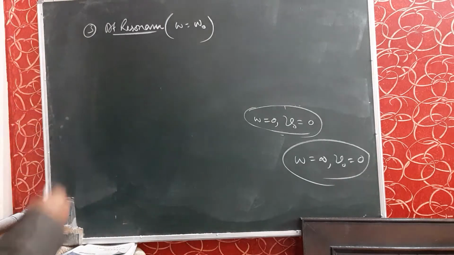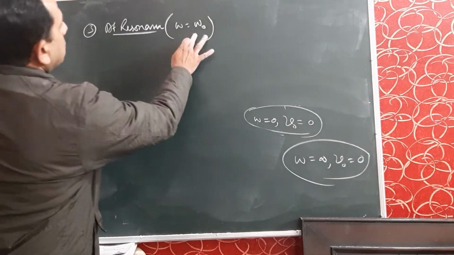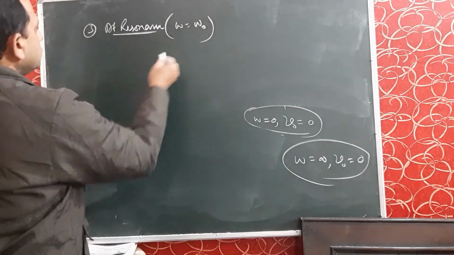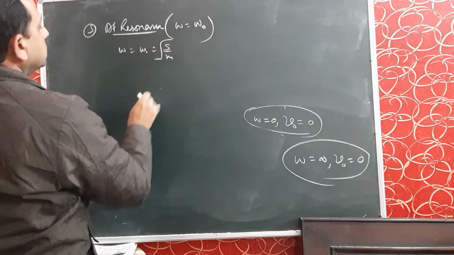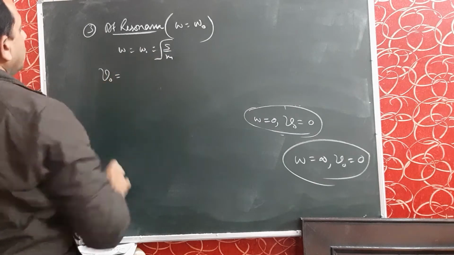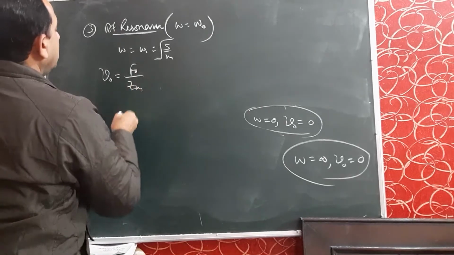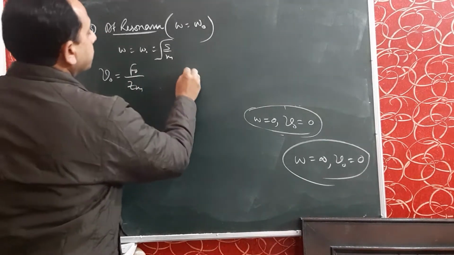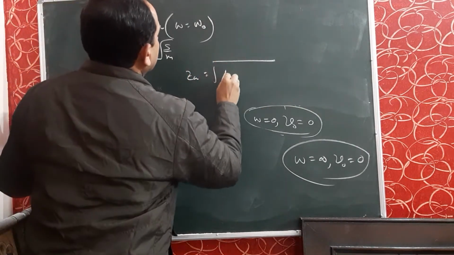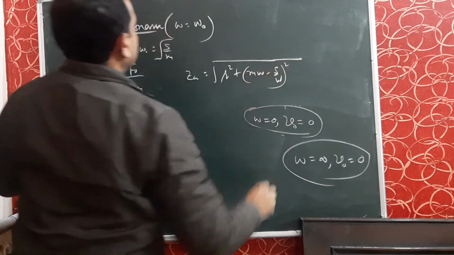You can also find this resonance frequency by using the condition of maxima or minima. So this value is omega is equal to omega naught, and it is S by m under root. And what will be the value of velocity V naught? It will be F naught upon Zm. So we have to solve Zm. What is Zm? R square plus m omega minus S by omega, whole square.